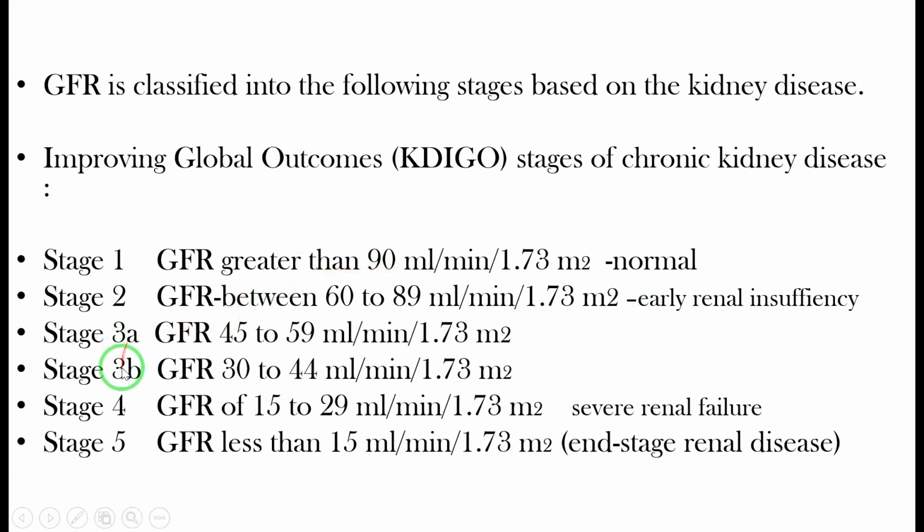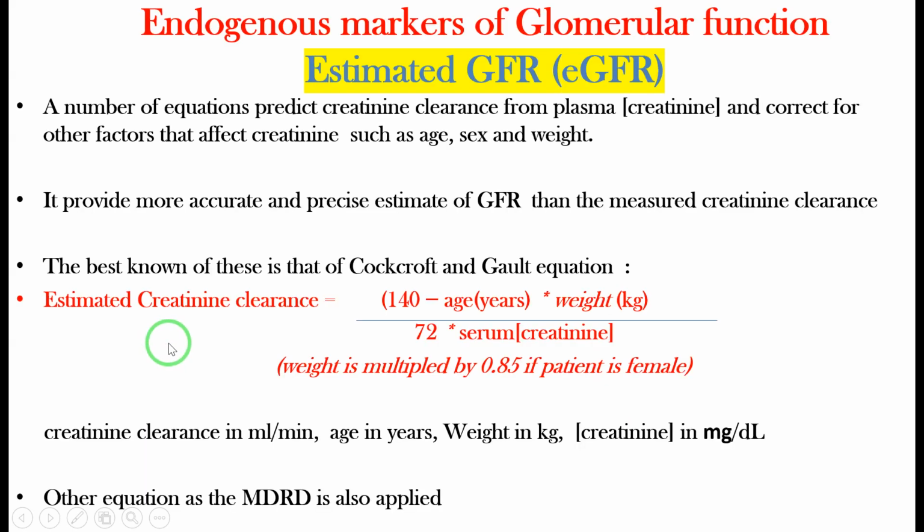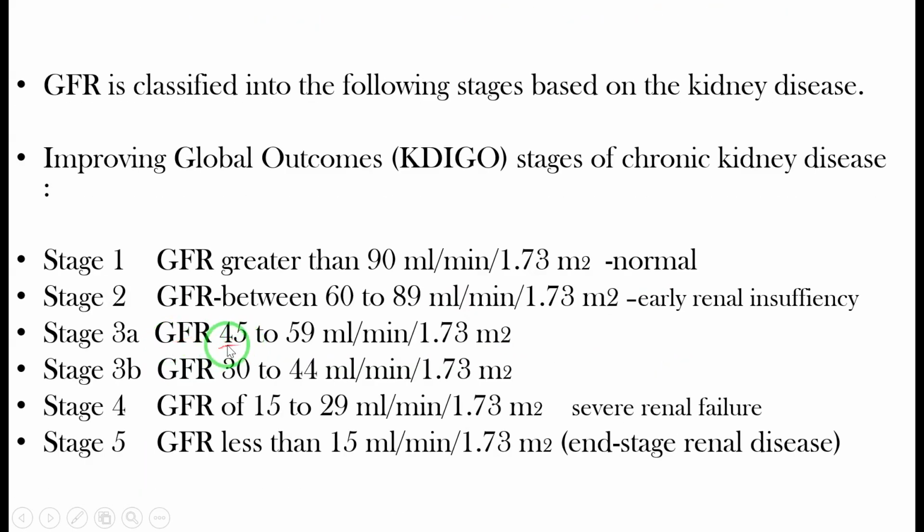Stage 3 can be divided into two parts, either 3A or 3B, depending on the clearance. If the GFR was between 45 to 59, then it is 3A, and if it was between 30 to 44 ml per minute per 1.73 square meter, then this is stage 3B, and both stage 3A and 3B are considered to be chronic renal failure.